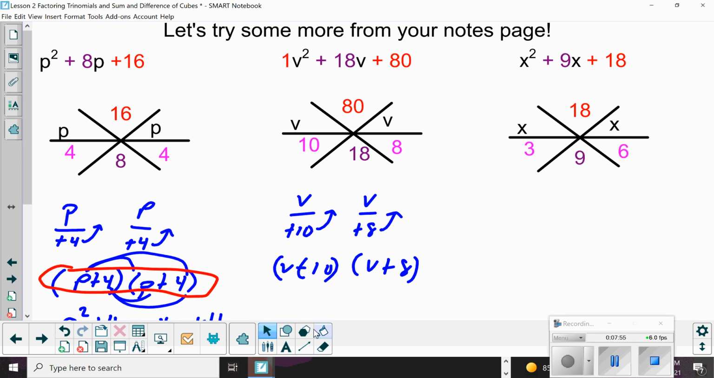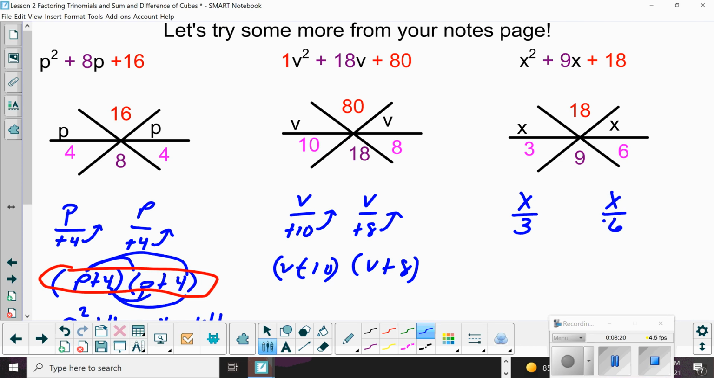Okay. Did you fill in your star correctly? If you've got your star filled in, the rest of it should be pretty easy. Remember, I need 1 times 18 is 18. The B value is 9. Two numbers that multiply to 18 and add to 9 are 3 and 6. This gives me x over 3 and x over 6.